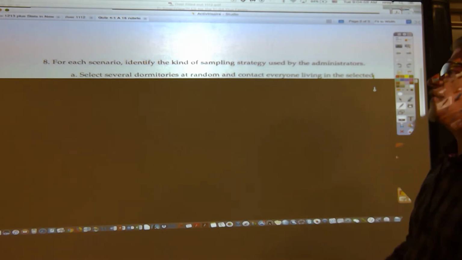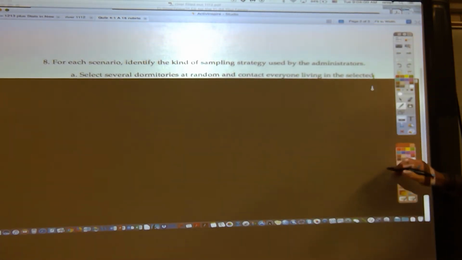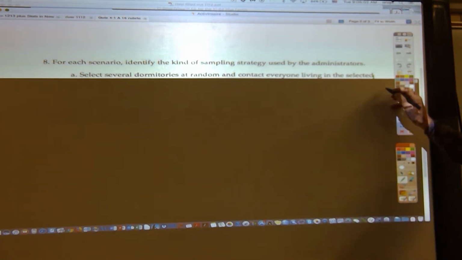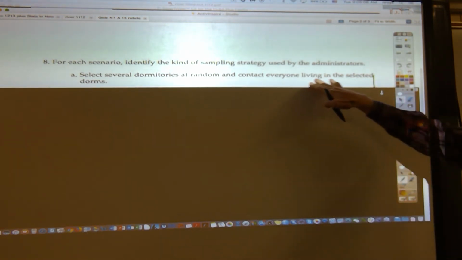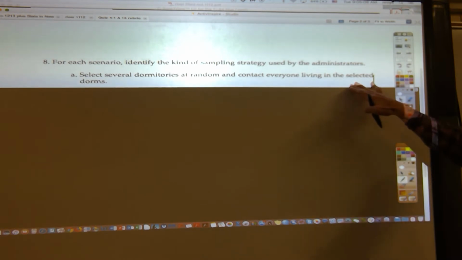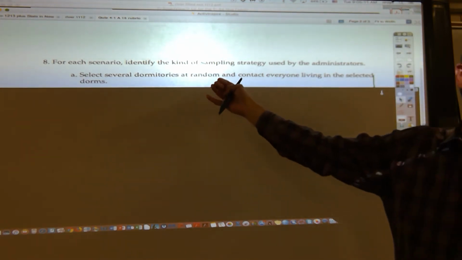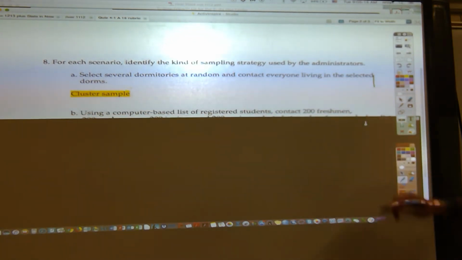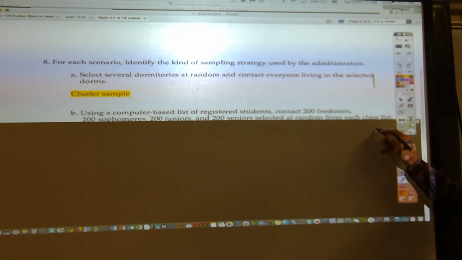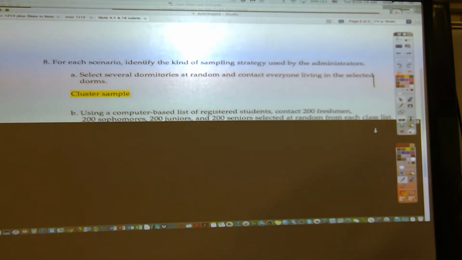For each scenario, identify the kind of sampling strategy that was used by the administrators. So, here we go. Select several dormitories at random and contact everyone living in the selected dorms. What type of sampling strategy is that, friends? Cluster is correct.